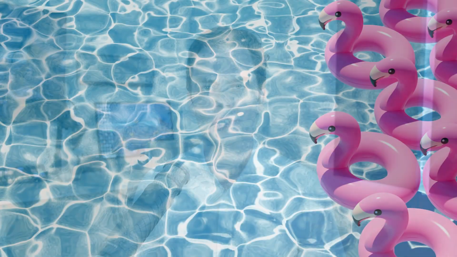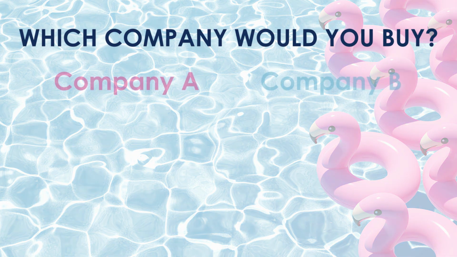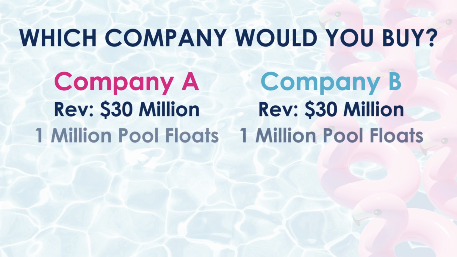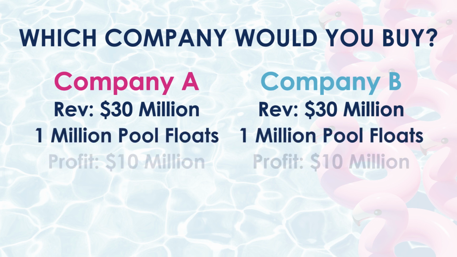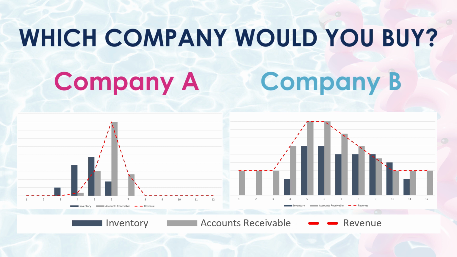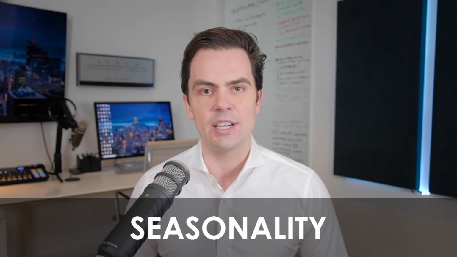Hi team. Imagine that you have an opportunity to buy one of two businesses for the exact same price. In this hypothetical scenario, both companies generate $30 million of revenue, selling 1 million pool floats per year at a price of $30 each for an annual profit of $10 million. Financially, everything about these two businesses is identical apart from monthly sales volumes and the liquidity required to support these volumes. In other words, the primary discrepancy relates to seasonality.